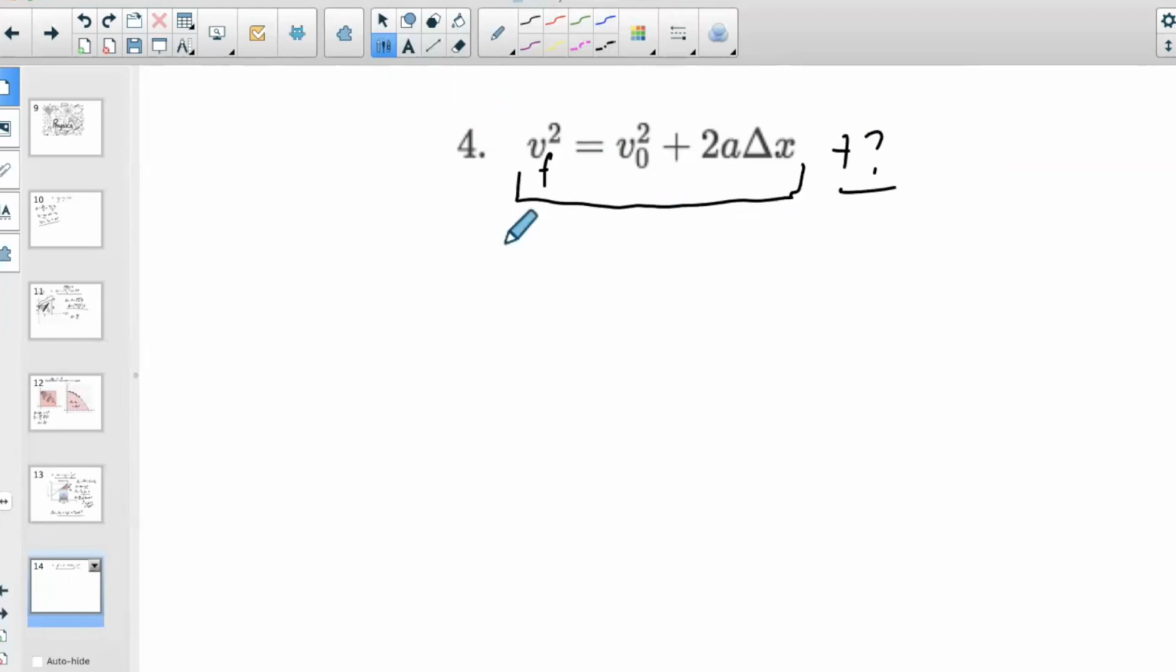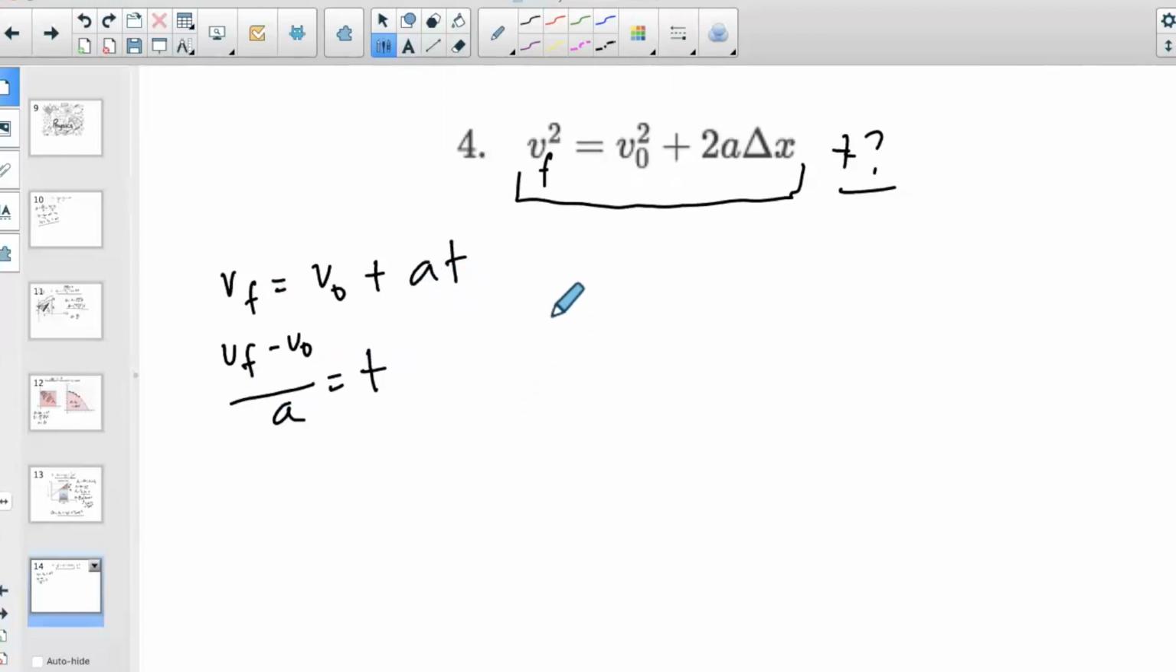So how do we figure this out? Well, let's start by kicking time out of the equation. So let's start by our kinematics equation. We know this is the previous one. Let's solve for time. Try to kick time out of it. So subtract this from both sides and divide by acceleration.